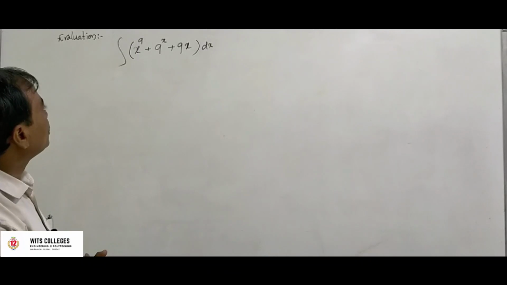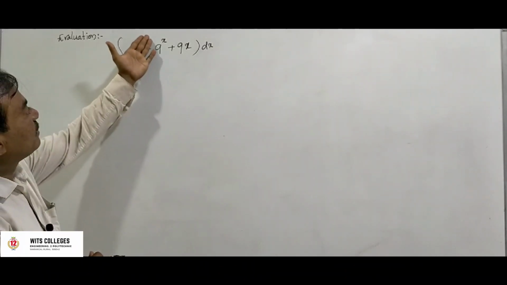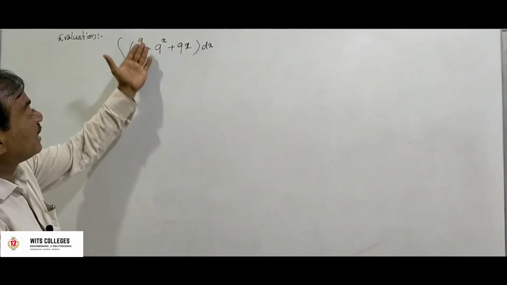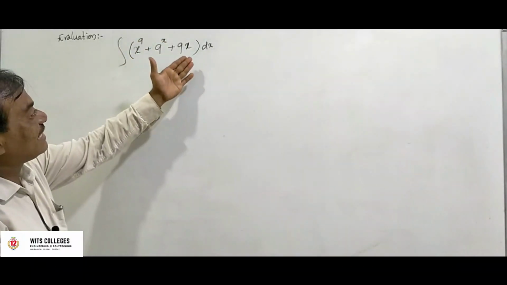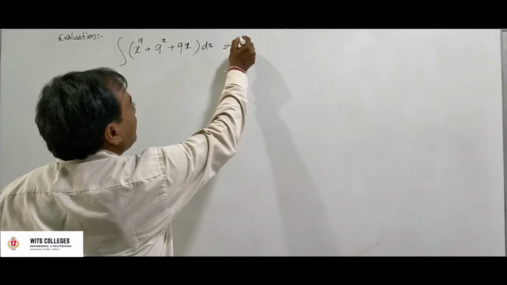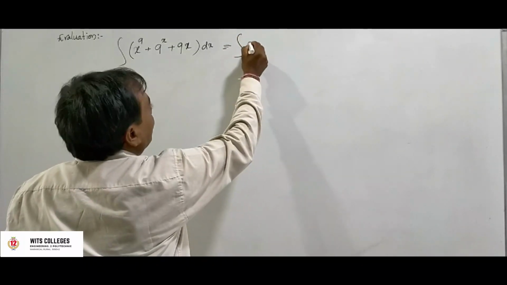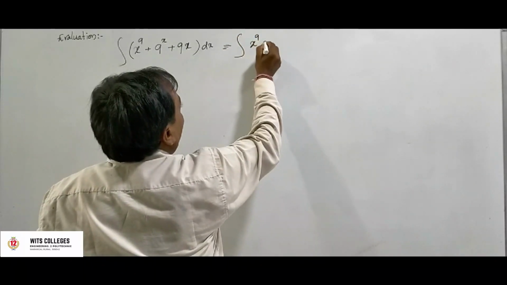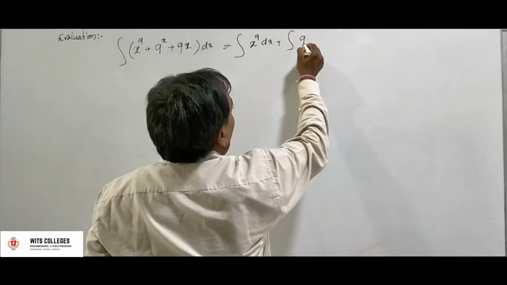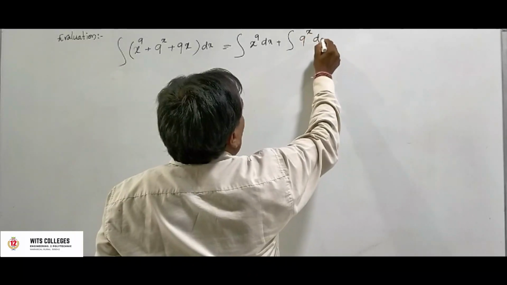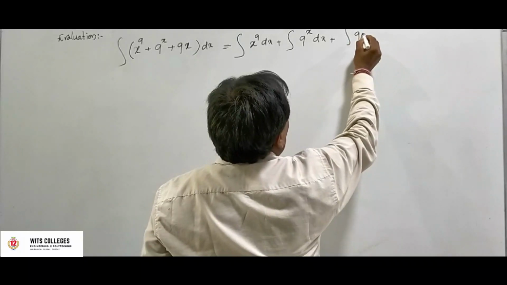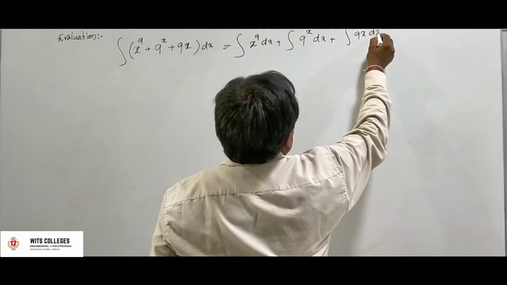Evaluate this integral: x to the power of 9 plus 9 to the power of x plus 9x dx. First we split this into three parts, three individual integrals. Integral x to the power of 9 dx plus integral 9 to the power of x dx plus integral 9x dx.